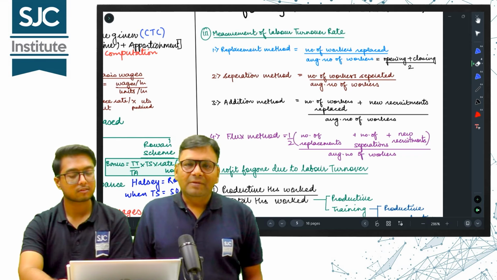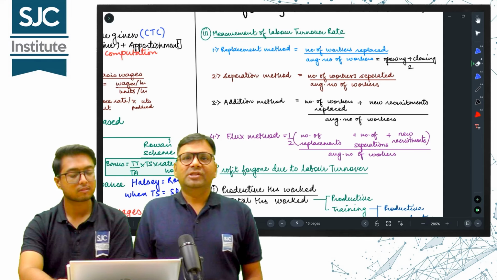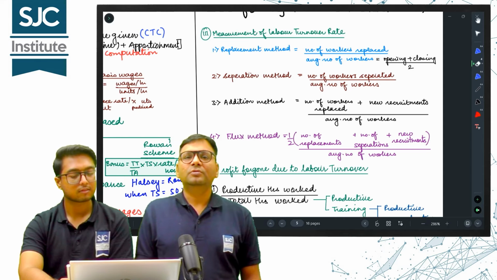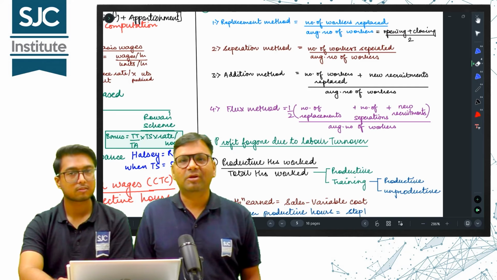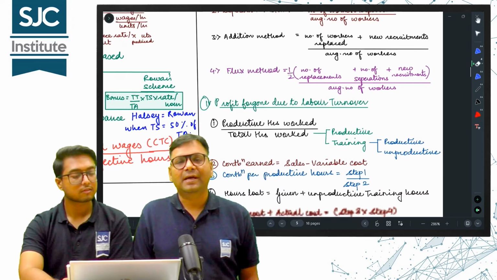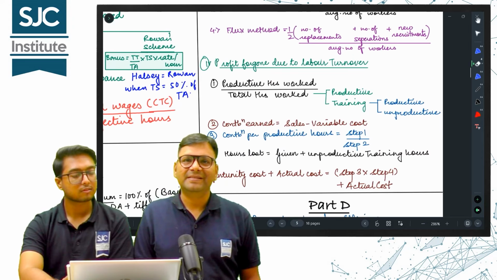In this working, one very important cross check is there, which helps us sometimes to find out any kind of missing figure, which is equal to opening number of workers plus new additions plus replaced minus separations is equal to closing number of workers. So if you do this cross check before solving, it helps us sometimes to determine any kind of missing numbers.